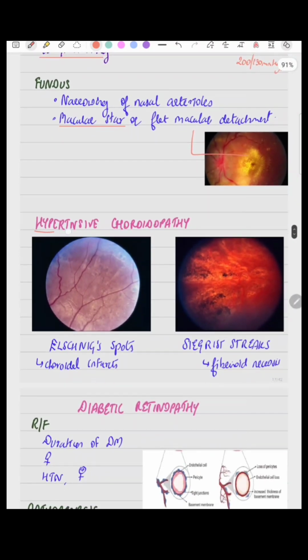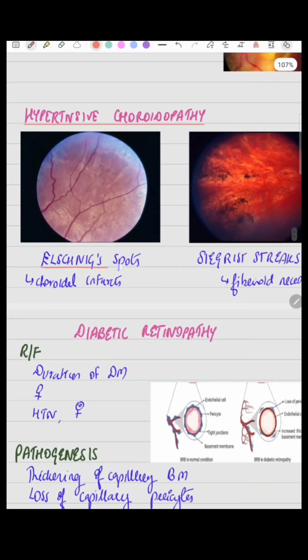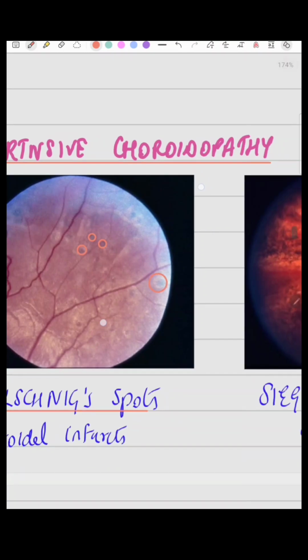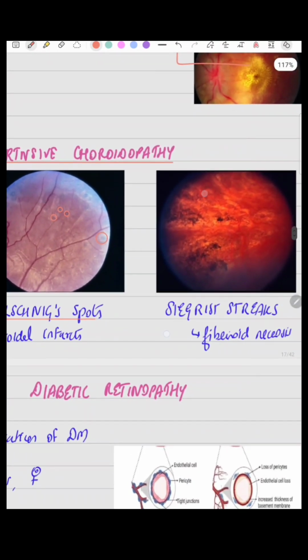Next is hypertensive choroidopathy. Here there are two forms. Elschnig spots are focal choroidal infarcts, seen as small black spots surrounded by yellow halos. Yes, these black spots with yellow halos are Elschnig spots. Then there is Siegrist streak. These are indicative of fibrinoid necrosis.